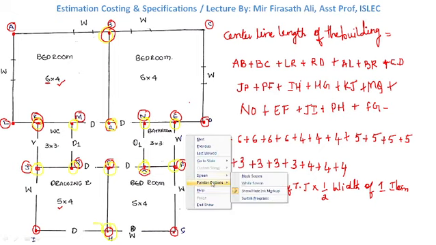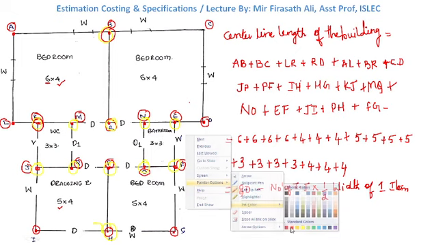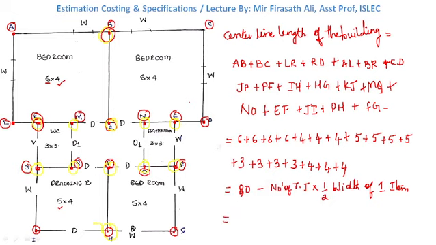So, we need to insert this into the formula. Total center line length is equal to 80 minus 12 into 1 by 2 into width of one item. So, this becomes the formula for center line length. This is the basic major formula for center line length. Now, we will draw the particulars table and try to fill out the values.